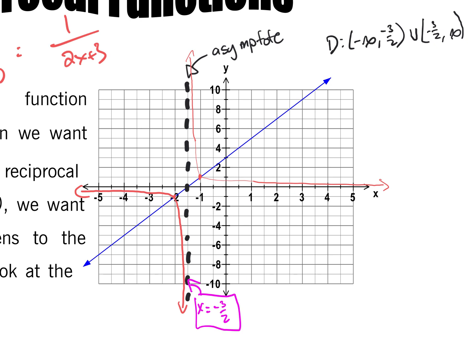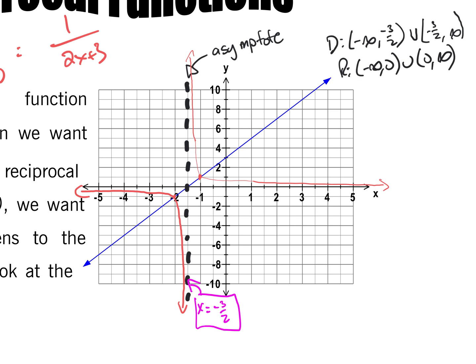And the range would be very similar, except instead of -3 over 2 being the cutoff value, what would be the cutoff value? What is that in the middle of those two brackets? It's a u. And it means it's both of those things together. So the range would go from negative infinity up to, but not including, 0, union 0, all the way to positive infinity. That's your range of that function.